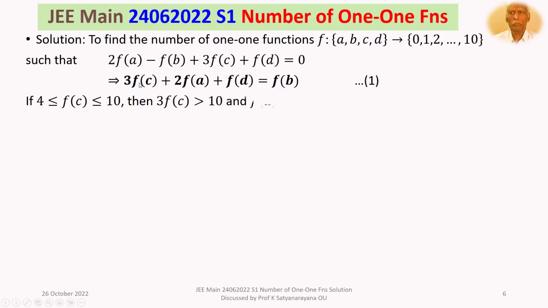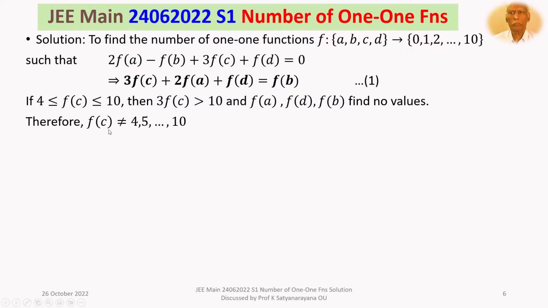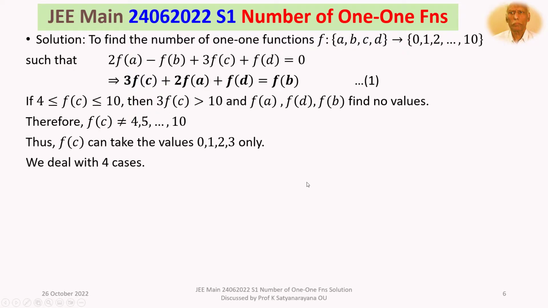Now, suppose I take f of C value as 4, then 3 times f of C will be 12. So that means it will exceed 10. So for these values, 4 less than or equal to f of C less than or equal to 10, 3 times f of C exceeds 10, and thereby f of A, f of D and f of B find no values. Therefore, f of C cannot take 4, 5, up to 10. Of course, f of C takes the other values. The remaining values are 0, 1, 2, 3. That is 4, so we will deal with 4 cases. We do it in the next slide.